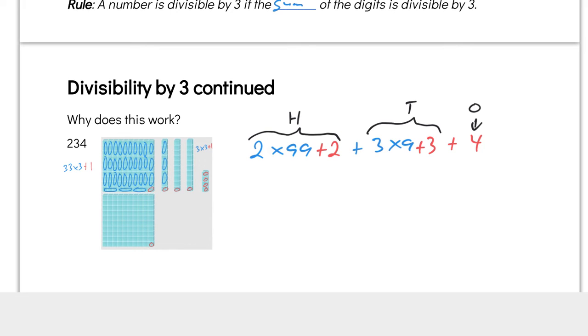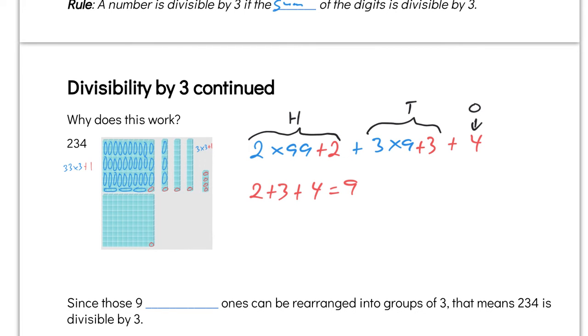Same with these. We just need to know whether these together, when we put them together, are going to be divisible by 3. So we go 2 plus 3 plus 4, and we get a 9, which is divisible by 3. 3, 6, 9, it fits in 3 times perfectly. So we know now, because all the rest of the hundreds and the tens fit into 9, and since those 9 leftover ones can be rearranged into groups of 3, that means 234 is divisible by 3 as well.